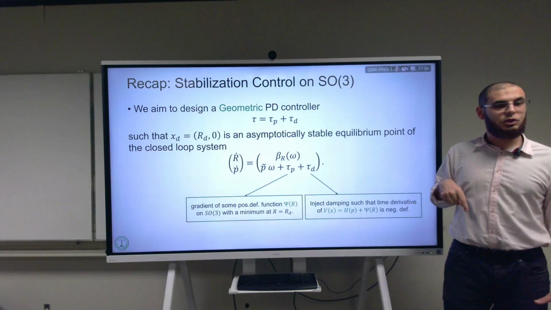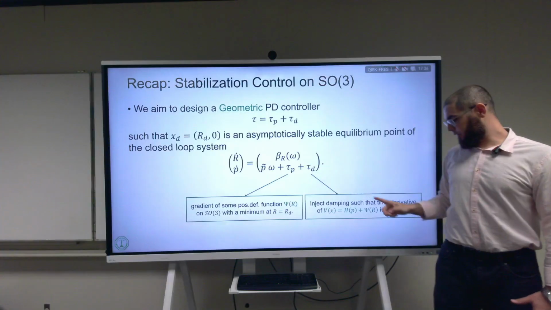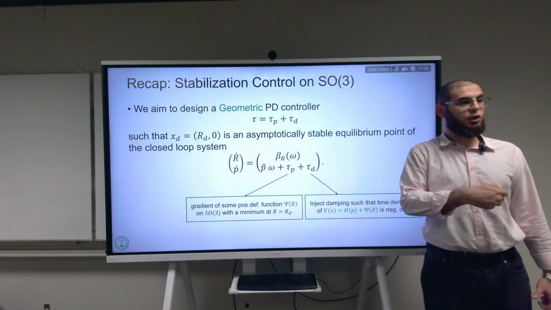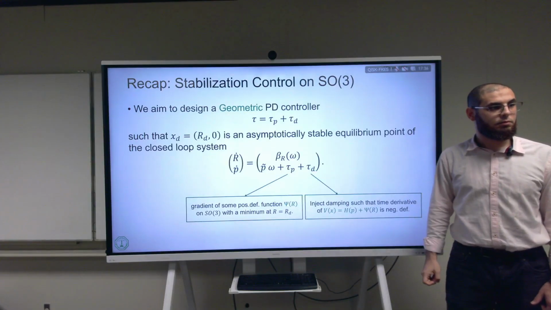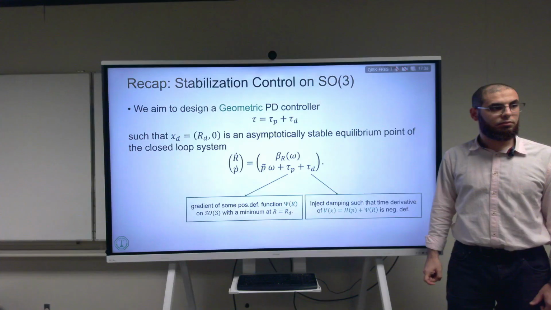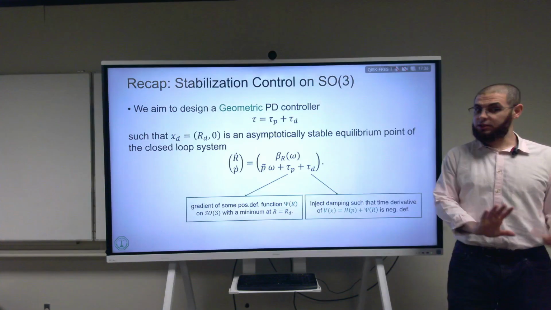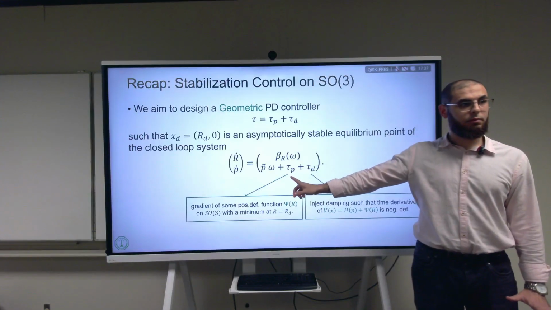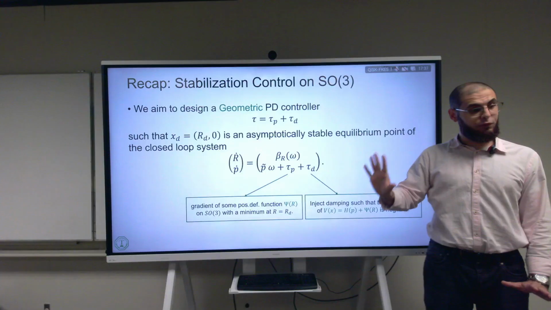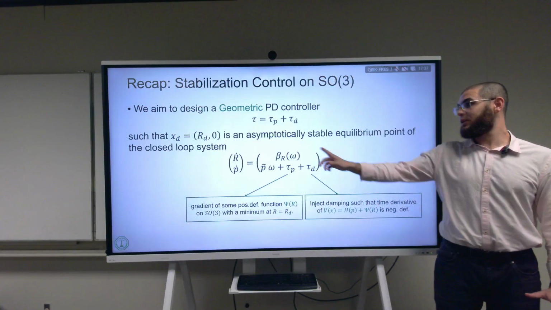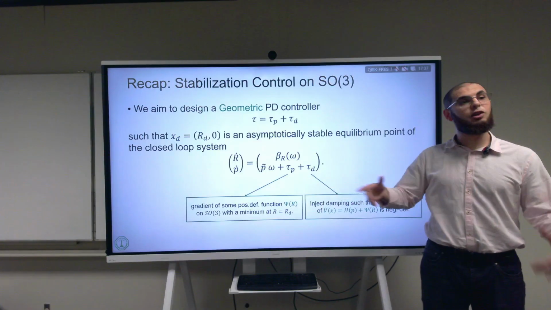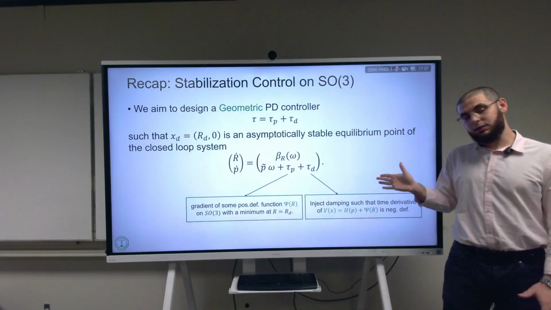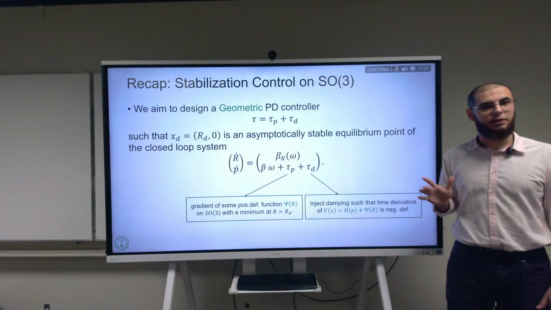So the proportional term appears in the Lyapunov function. However, the derivative term appears in the v dot. No, it's not in the psi. The psi only defines the tau p. And that's exactly what we're going to be doing now. If you tell me the psi, which is a function of r, I'll tell you the tau p, full stop. The tau d, you have full freedom to design it as you wish, and we design it such that the v dot is negative definite, or negative semi-definite.